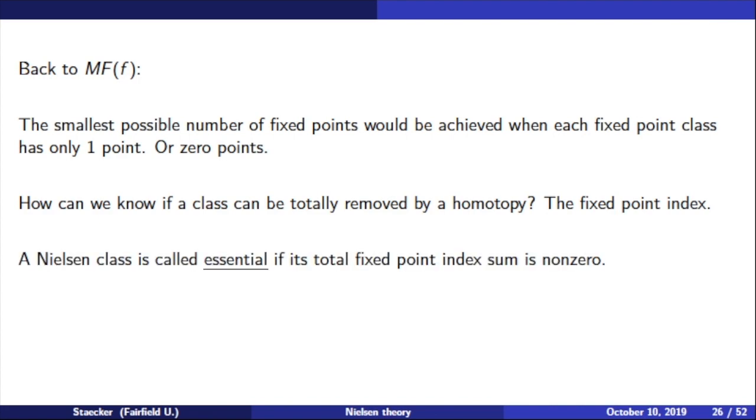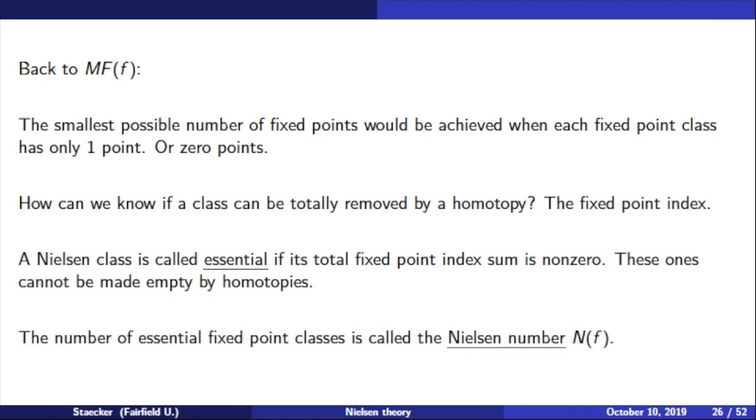So the Nielsen class is called essential if the total sum of the fixed point index in that class is non-zero. That's called essential. If it is 0, then we call it inessential. These are the ones which you cannot make empty by homotopies. You cannot remove all the fixed points because some of them have index non-zero. And the number of essential fixed point classes is called the Nielsen number.